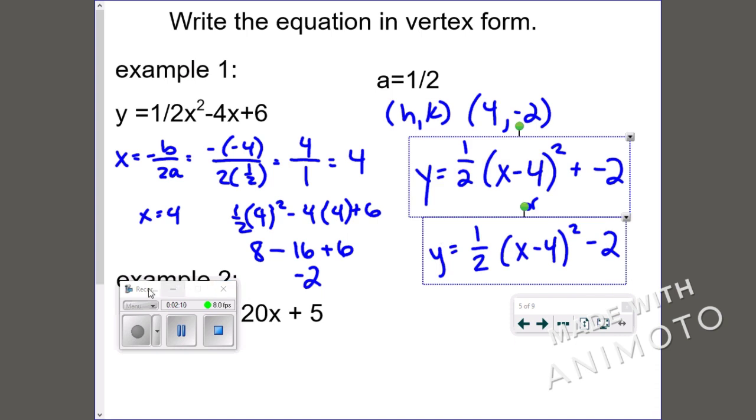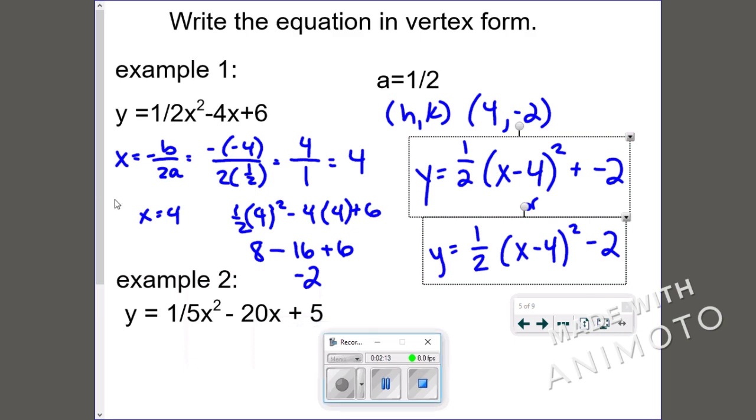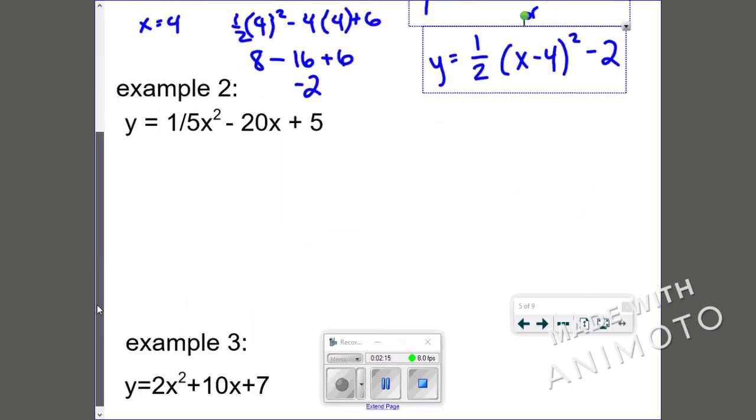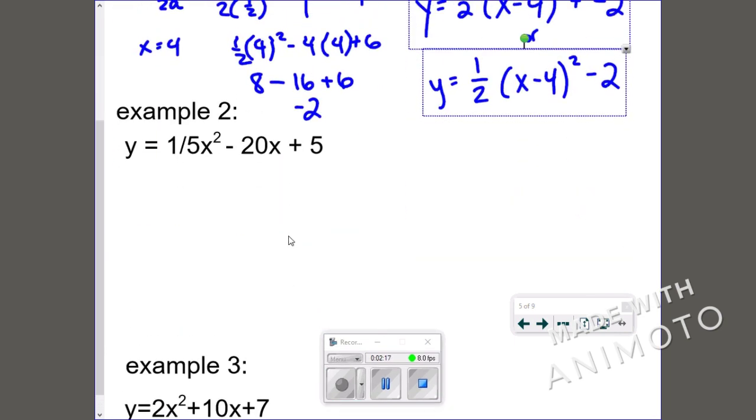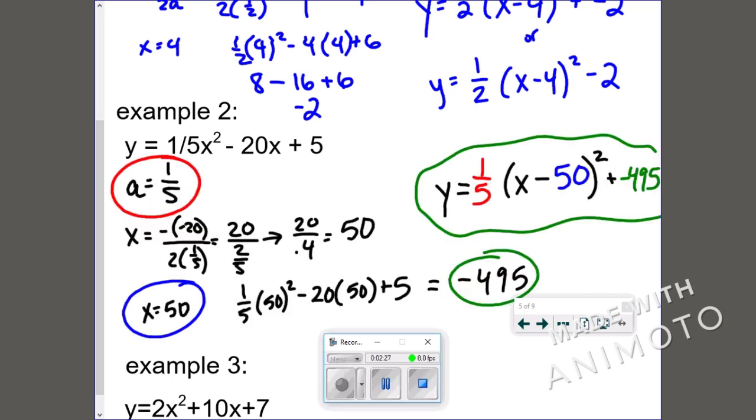So why don't you go ahead, pause the video, and try and do example 2 here. Y equals 1/5 x squared minus 20x plus 5. Again, try and write that quadratic equation in vertex form. And there you have it.